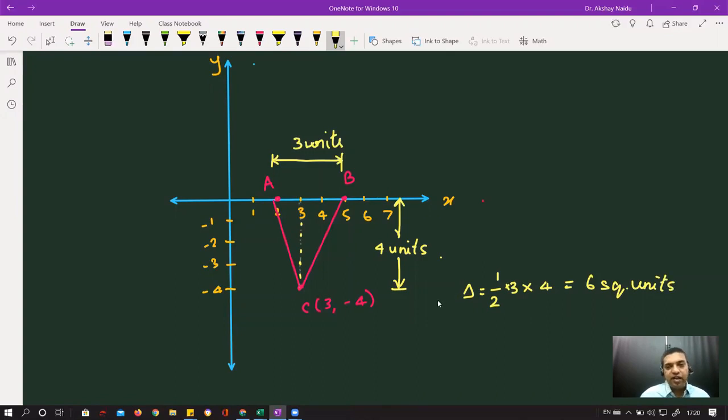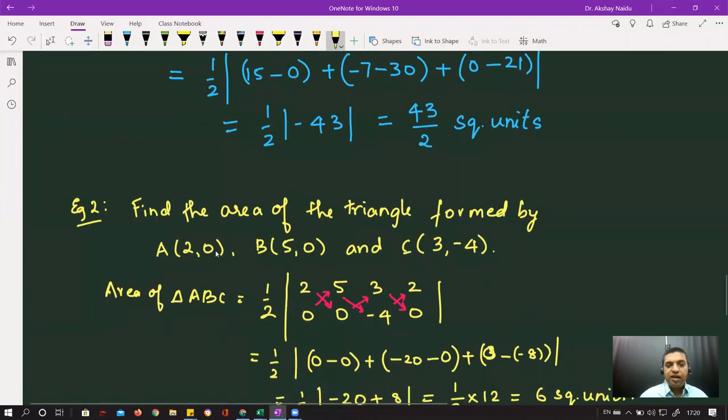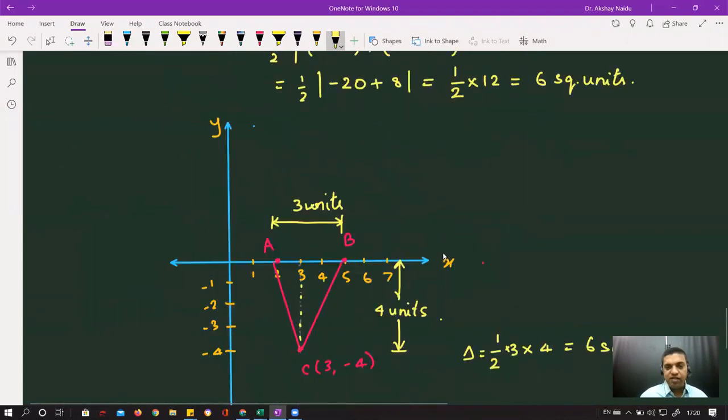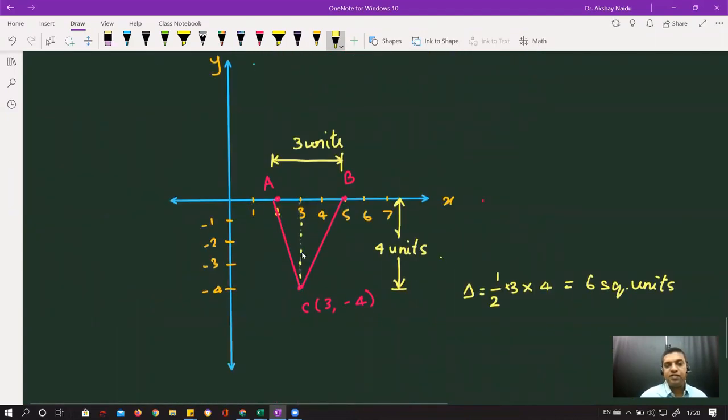I did not even do any calculation. It is not that I pre-planned this question, I just wrote the question. But as soon as Harshit said it is 6 square units, I said it is the right answer. How? Because I did this calculation mentally. Because I know that A and B are lying on the x-axis, so this can be taken as the base. Then the y coordinate of C becomes the height.